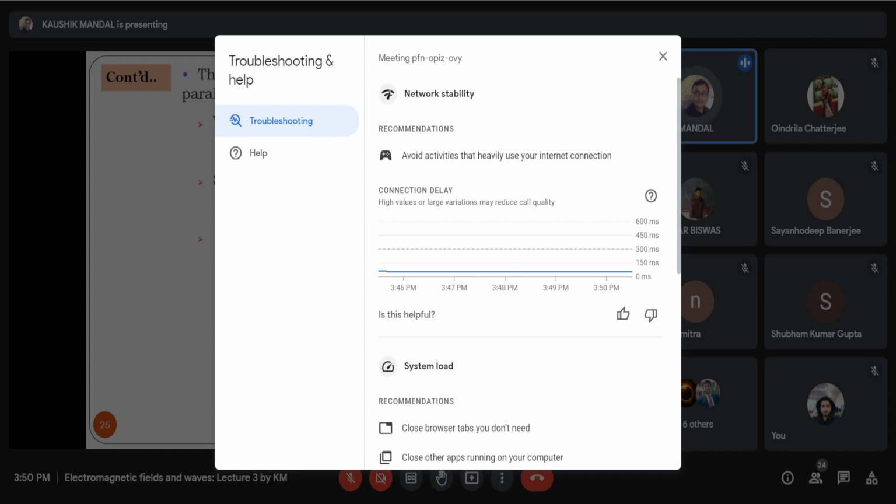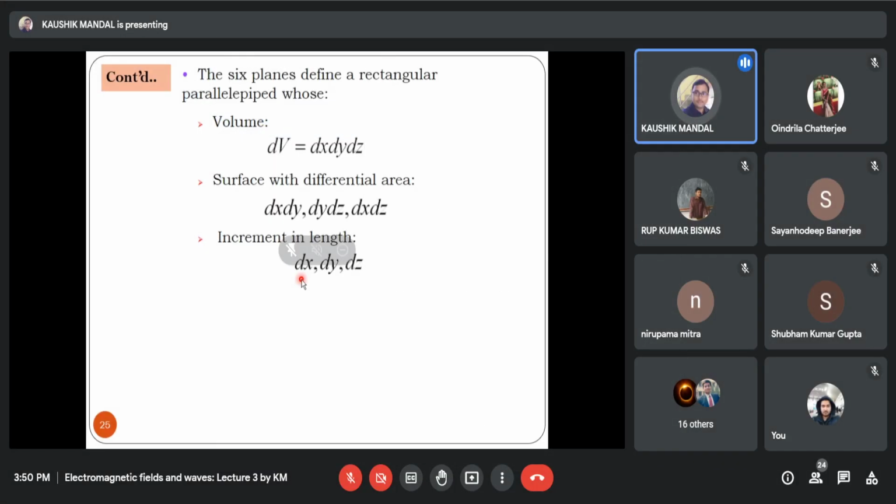What about the incremental length? It is directly dx, dy, and dz. Along the x-axis, it has been incremented by dx. Along the y-axis, it is incremented by dy. Along the z-axis, it is incremented by dz.